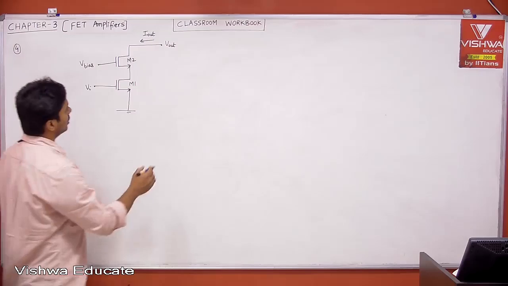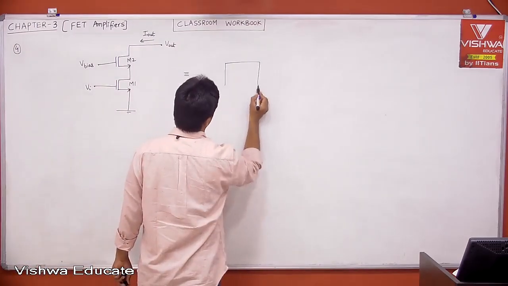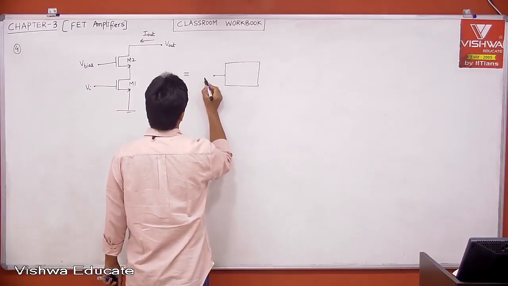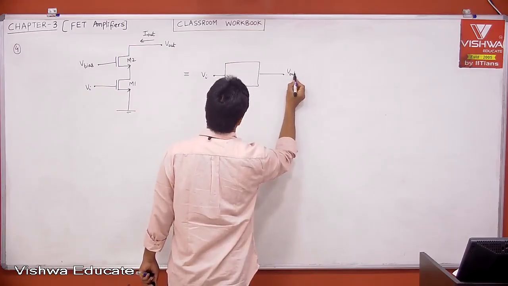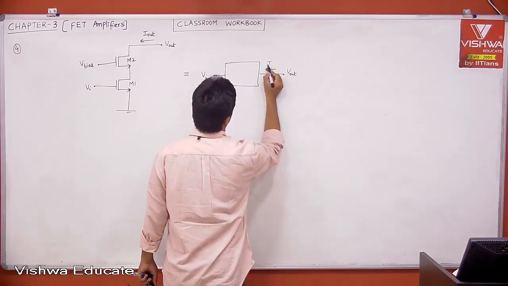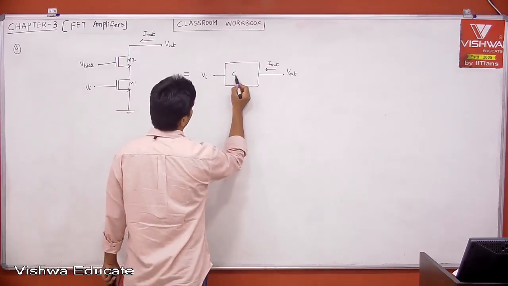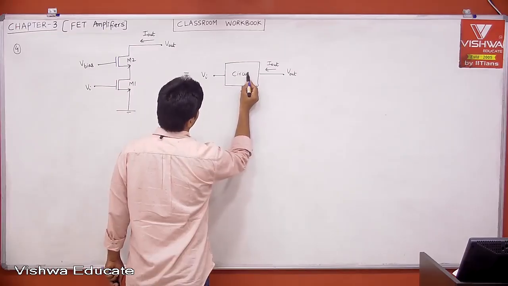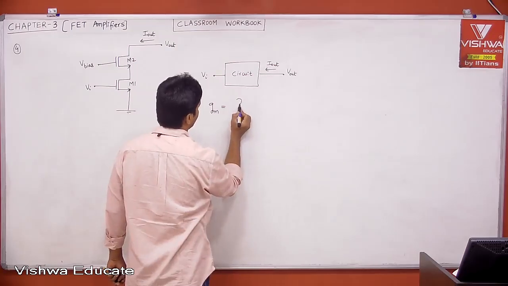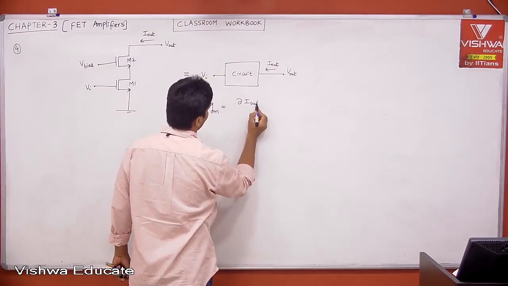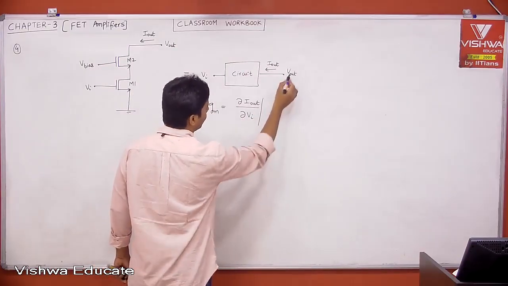Now, can I treat this as a black box? I don't know what is inside, but it is simply defined with input voltage Vi, output voltage Vout, and the current entering into the block. Then what is GM? It can be any circuit or any system. GM is defined as the change in output current due to change in input when Vout is constant.